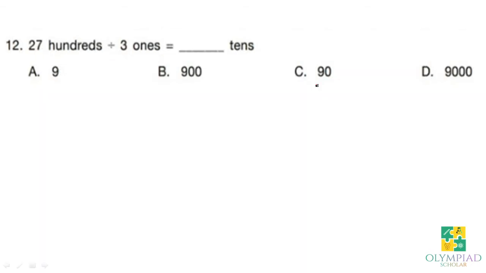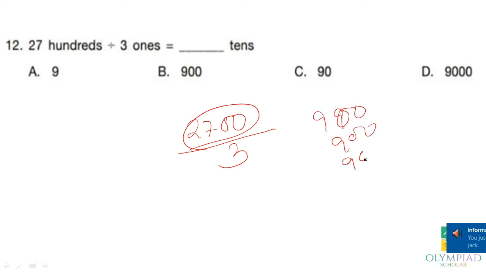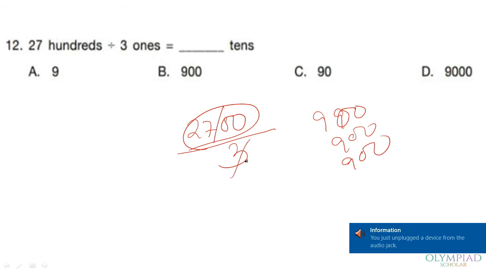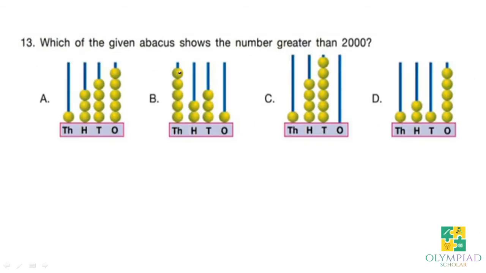27 hundreds divided by 3 ones equals dash. So it is a division. 27 hundreds, I will write 2700, divided by 3 ones, means 3. So you can divide this 2700 into 3 groups. That will be 900, 900 and 900, or you can divide this: 9 threes are 27 and double zero. So the answer would be 900.